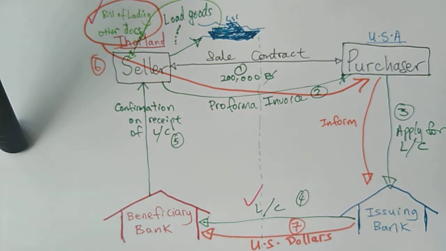And this is why the letter of credit method of payment is probably the most common method of payment in an international sale and purchase contract. Okay, in the next lecture, I will go to the second one. That is payment by escrow, payment through escrow agent.